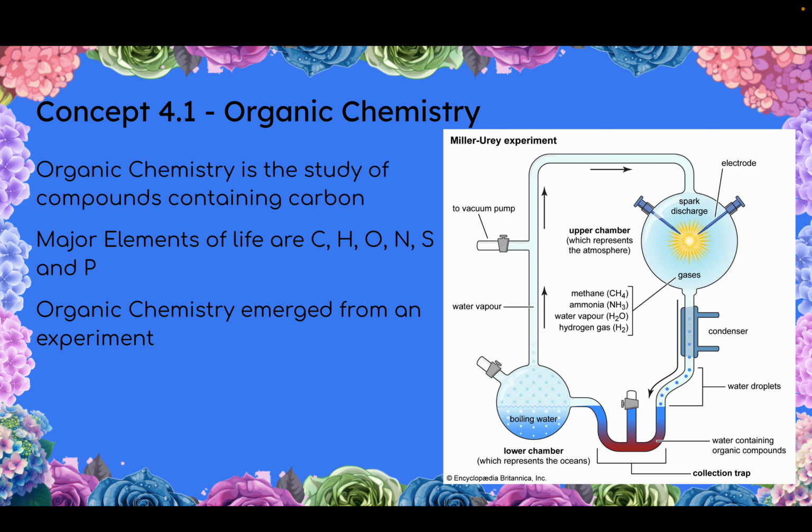These are the major elements of life because they're all essential to life as a whole, and really crucial. The way they were determined to be the major elements of life is from an experiment called the Miller-Urey experiment. It was made by Stanley Miller and Harold Urey, both at the University of Chicago. And so they did this experiment.